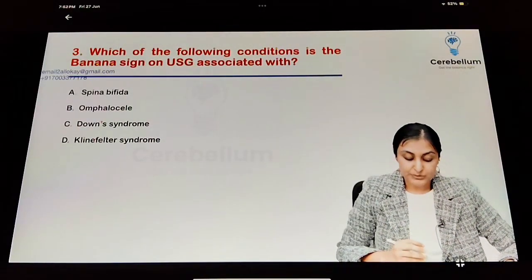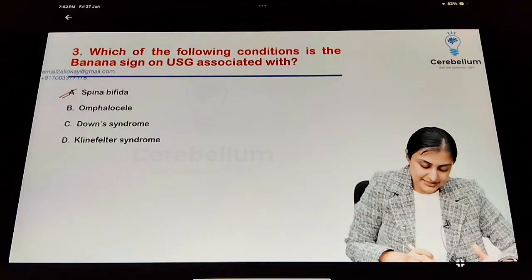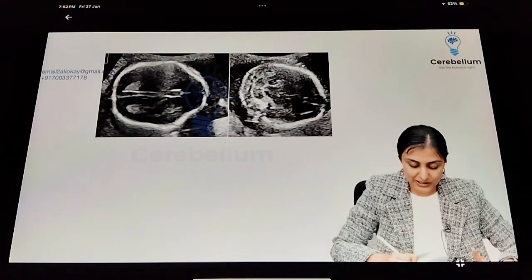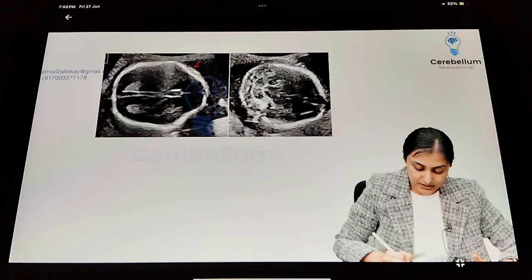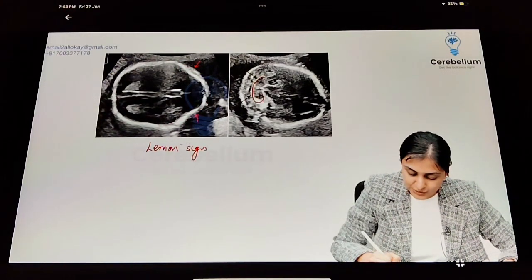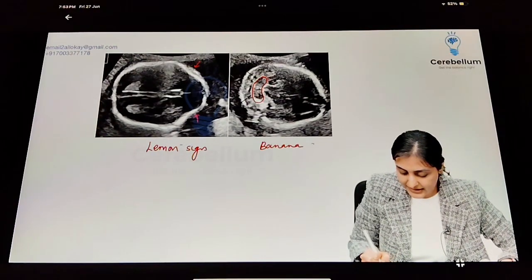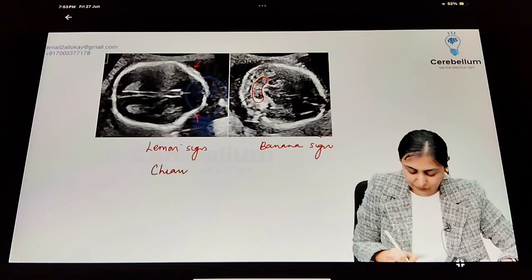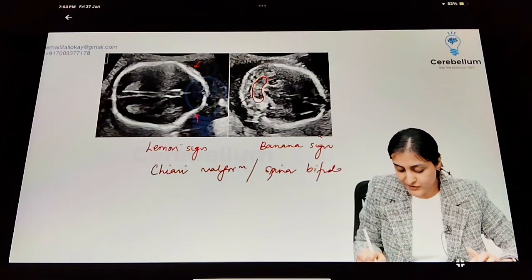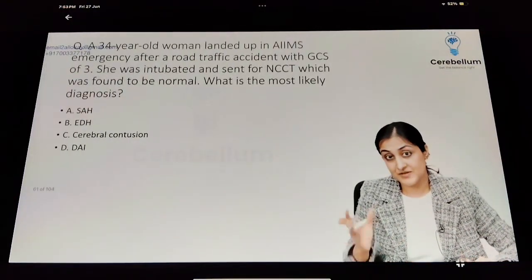Which of the following is associated with banana sign on ultrasound? So banana sign is seen with spina bifida. Can you look at these antenatal ultrasounds? This is where you can see the bifrontal constriction here. This is what is called the lemon sign. And the cerebellum has this contour of a banana here. So lemon and banana sign are associated with Chiari malformations actually. So Chiari malformations also can be referred to as spina bifida. So that is where you see lemon and banana sign.